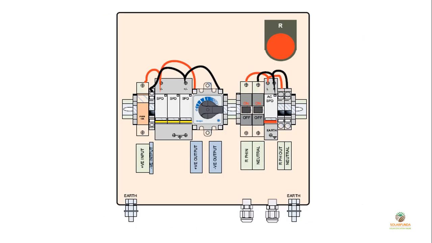This is DCDB and ACDB placed in the same box. On the left hand side you can see DCDB component like a fuse connected to a positive terminal, a SPD and a fancy switch. On the right hand side you can see ACDB having two pole AC MCB and two pole SPD with an indicator light.